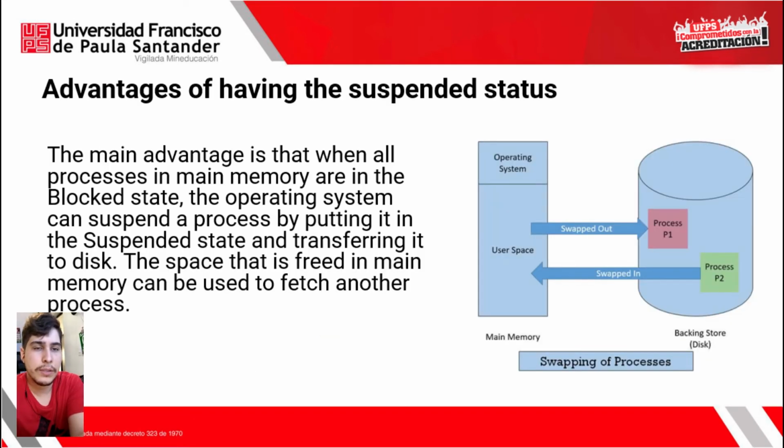Advantage of having the suspended state. The main advantage is that when all processes in memory are in the blocked state, the operating system can suspend a process by putting it in the suspended state and transfer it to disk. The space that is freed in main memory can be used to fetch another process. When the operating system has performed a swapping out operation, it has two options for selecting a process to bring into main memory. It can support a newly created process, or it can bring in a previously suspended process.